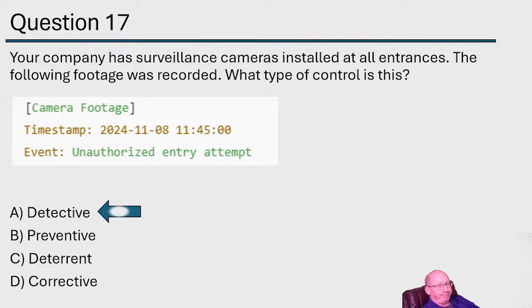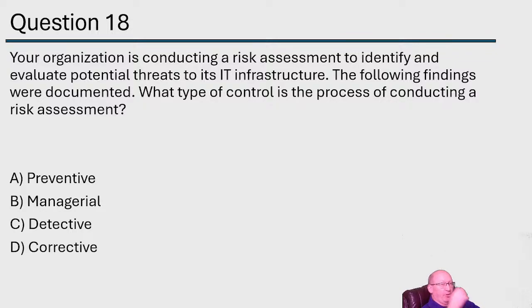There we go. All right, question number 18. The organization is conducting a risk assessment to identify and evaluate potential threats to its IT infrastructure. The following findings were documented. Which type of control is the process of conducting a risk assessment?